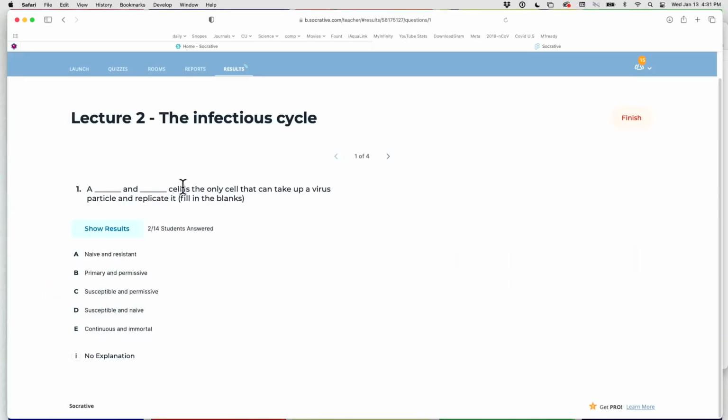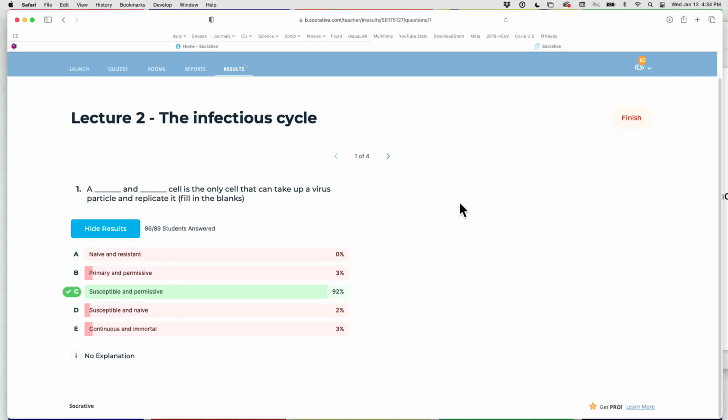A blank and blank cell is the only cell that can take up a virus particle and replicate it. So if we have to fill in the blanks, we have a couple of possibilities here. Naive and resistant, primary and permissive, susceptible and permissive, susceptible and naive, continuous and immortal. Most of you, 92% of you got C, susceptible and permissive, right? A susceptible and permissive cell is the only one that can take up a virus. So nobody got A, which is good.